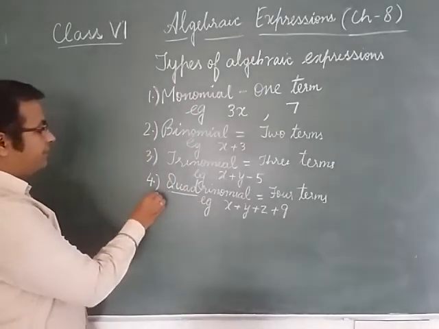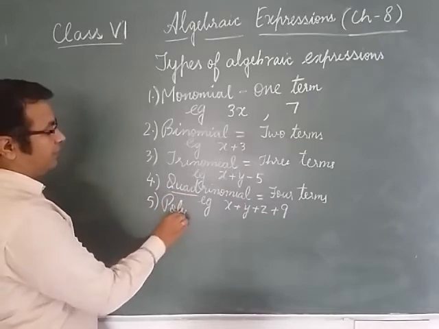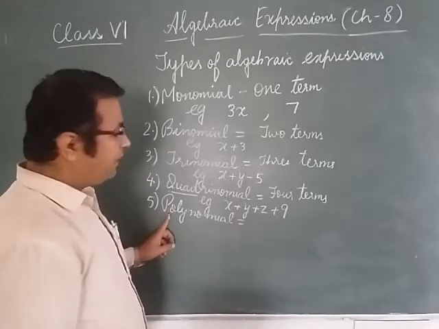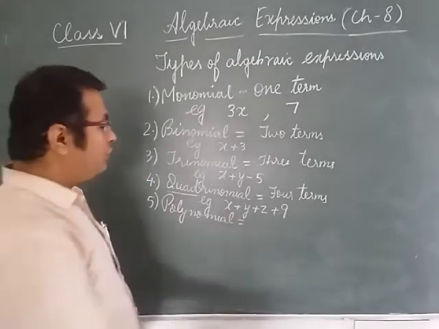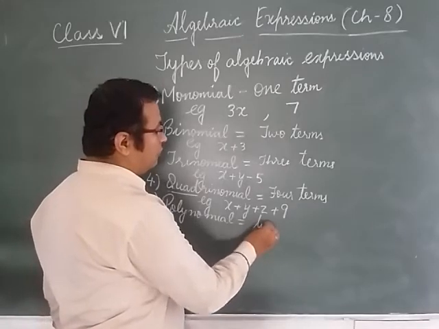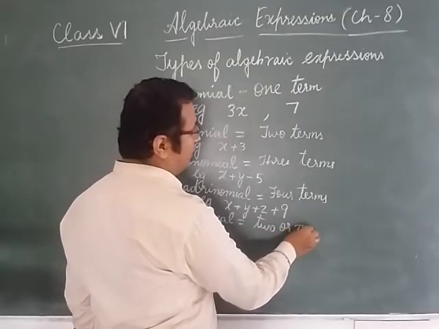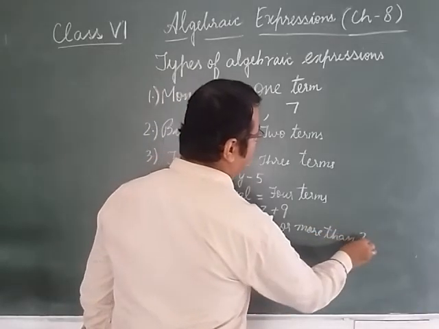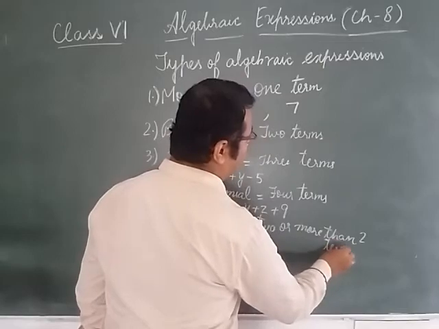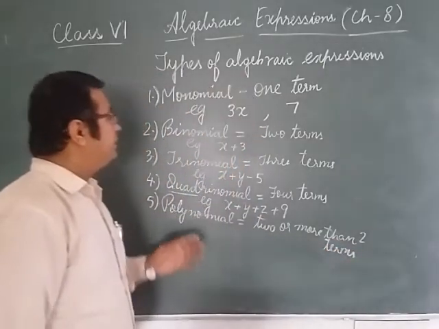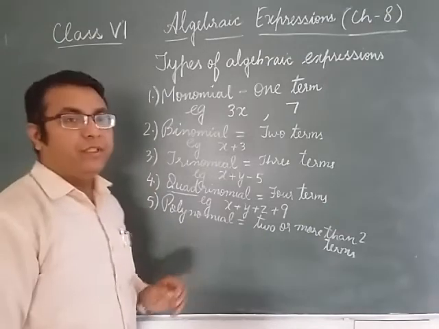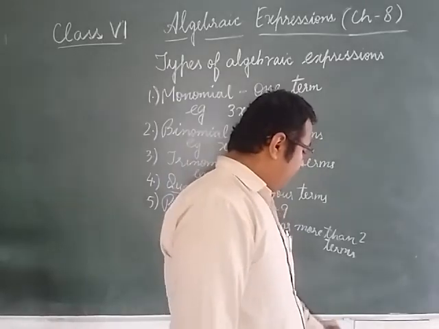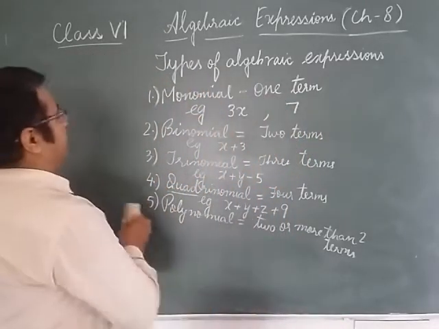Now the last type is polynomial. As the name indicates, poly means 2 or more than 2. So expressions which contain 2 or more than 2 terms are called polynomials. Okay. So you can say that binomial, trinomial and quadrinomial are nothing but polynomials. Okay. So these were the types of polynomials.